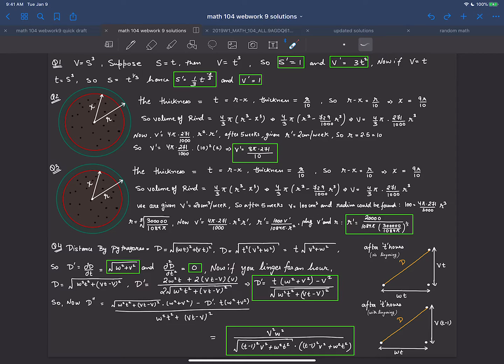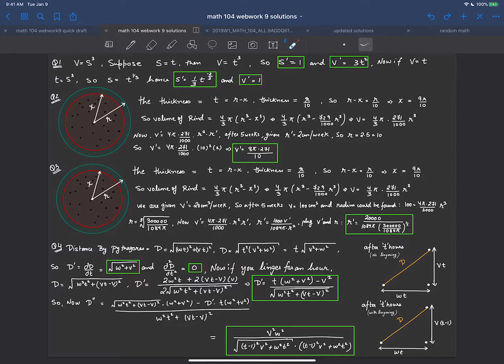So this problem highlights that you can always move things around. Given the change in one quantity, you can find the relationship and then find the change in another quantity, or vice versa. Okay, all you've got to do is make sure that the moment of analysis is correct. Okay, so now let's talk about question 4.